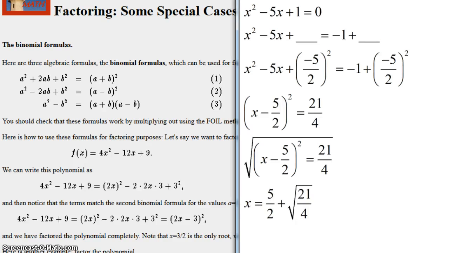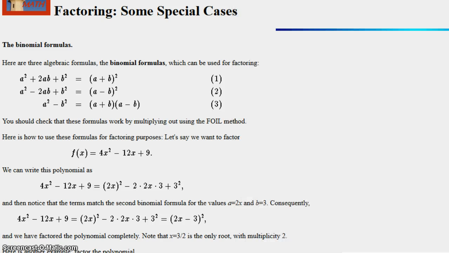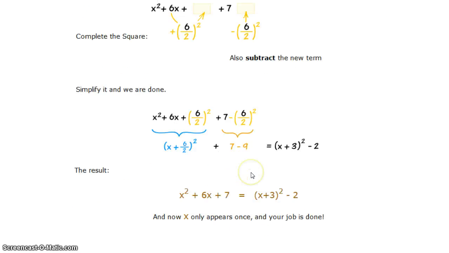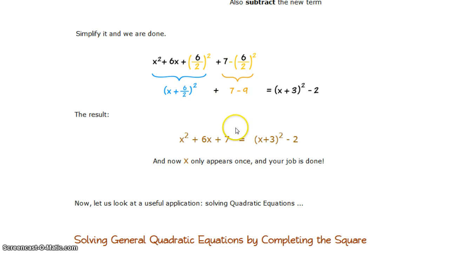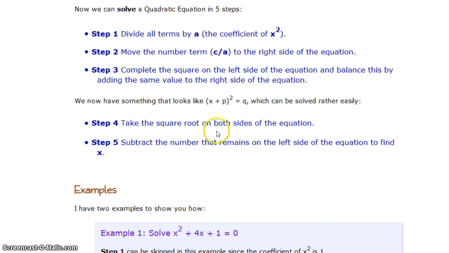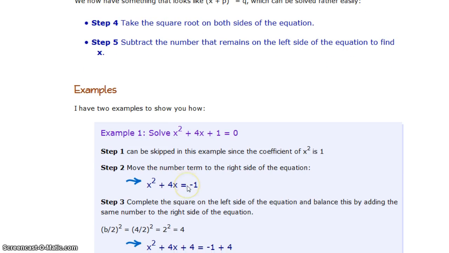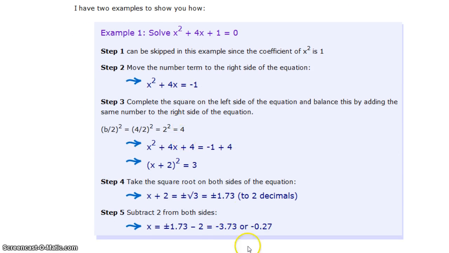And again, I encourage you to look over this Math is Fun site. I'll put the link in the comments. They have a geometric interpretation of it. They have an example, and they have the steps. So divide everything by a, move the number term c over a to the right-hand side, and you can follow along with their steps for completing the square. And they actually use the plus or minus sign, which is what I should have done, but I wanted to keep it simple for now.